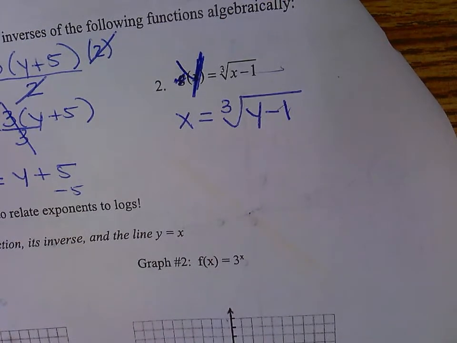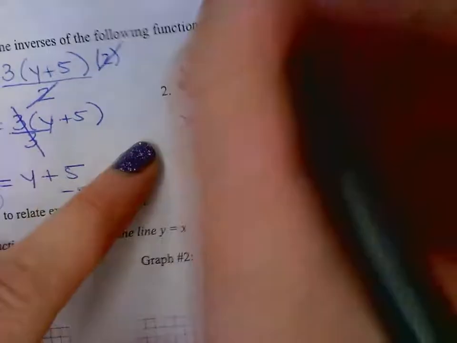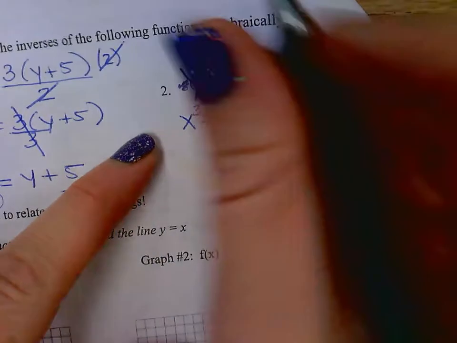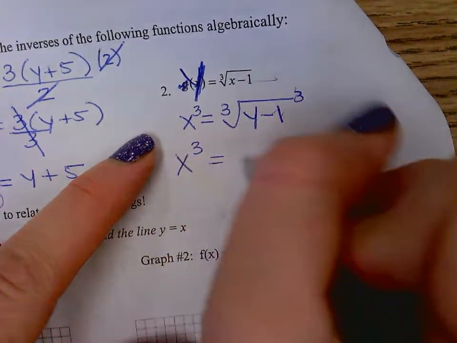What's the inverse operation to addition? Subtraction. What's the inverse operation to multiplication? Division. What's the inverse operation to a square root? X squared. Right? So all of these have inverse functions. I haven't done exponential yet because we don't have the inverse yet for exponential. So I'm going to cube both sides of the equation. So I have x cubed equals y minus 1.